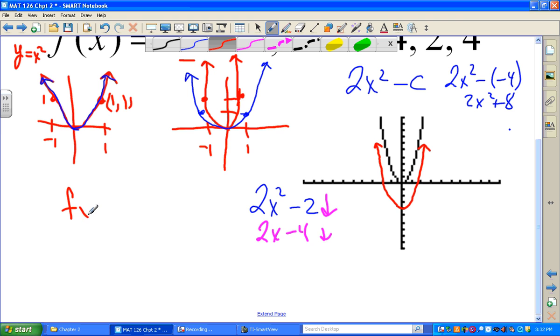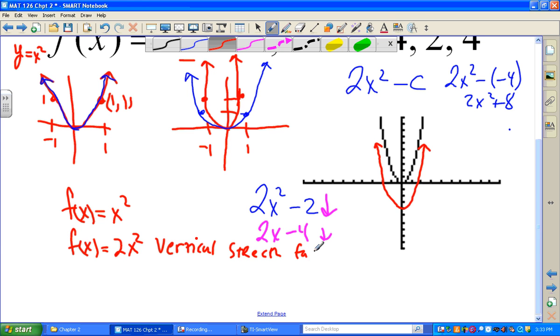If f of x equals x squared, then f of x equals 2x squared gives a vertical stretch by a factor of 2. Vertical stretch by a factor of 2. You don't have to write all this down, but you have to understand what it means. If I go f of x equals 2x squared minus or plus 8, why is that plus 8?